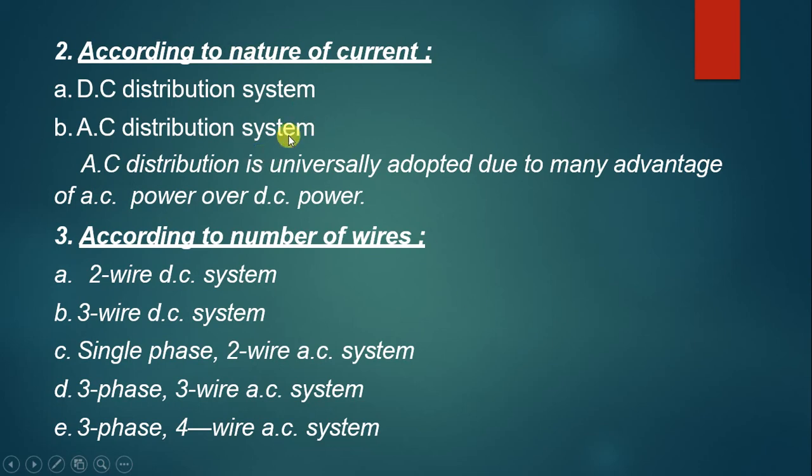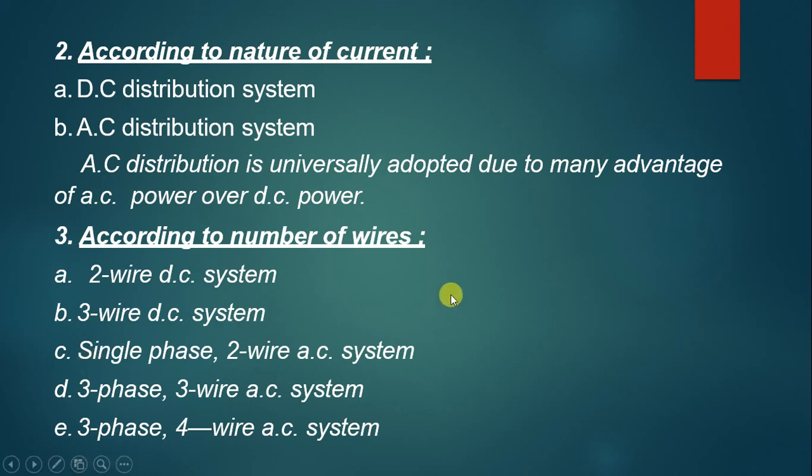According to nature of current, we have DC distribution systems and AC distribution systems, that is direct current and alternating current. AC distribution is universally adopted due to the advantages of AC power over DC power, which is much more efficient, but AC power will have some losses. Similarly, in electrical train networks, the trains use DC power, and at times they use AC also, depending upon the location.